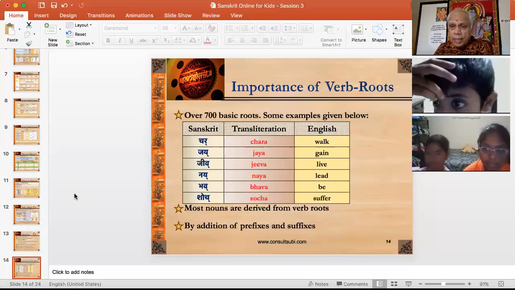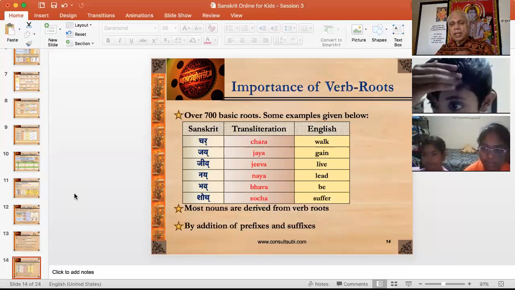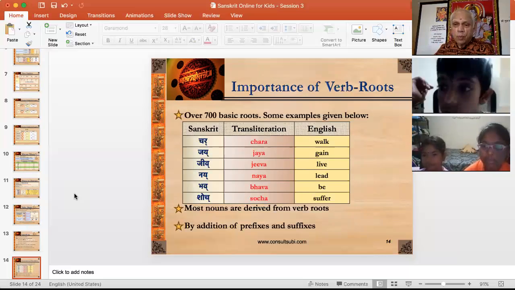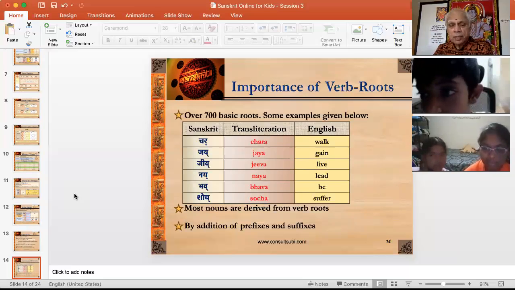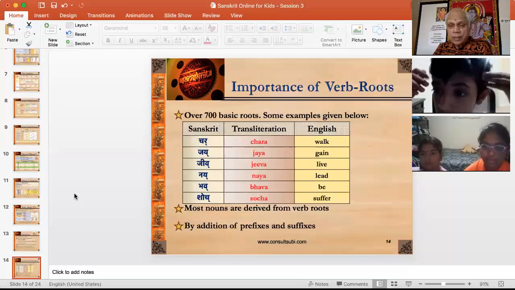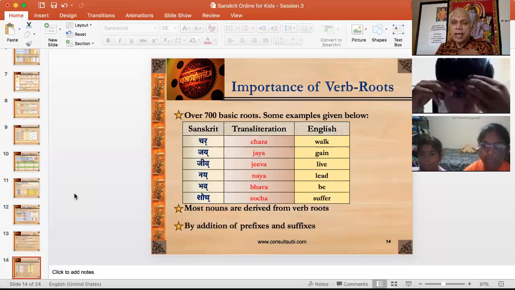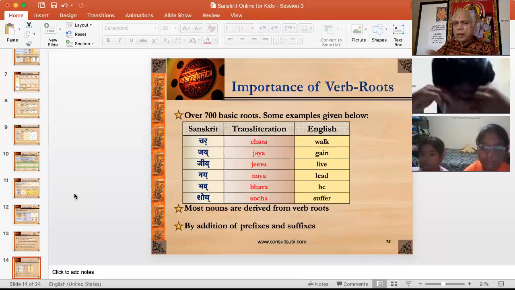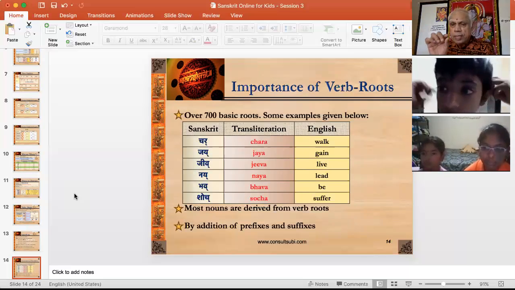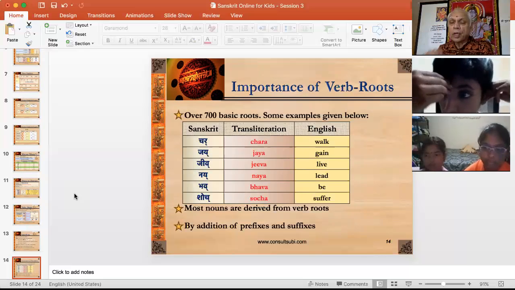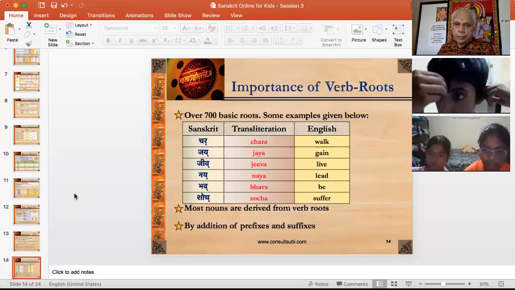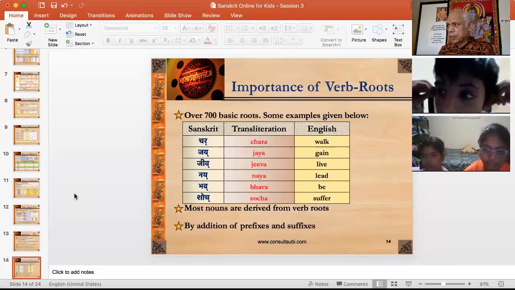There's also Upanayanam, the thread ceremony that boys have. It's called Upanayanam. Upanayanam means leading you to a guru, near a guru. Upa means near. Leading you near a guru. So many of these words come basically from the roots. And the roots develop into words. Okay. Now let's see another one here.